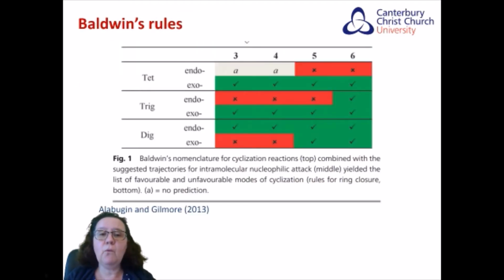So putting all these things together, Baldwin came up with suggested trajectories and what size of rings are more likely to form, and whether the ring will be an endo or an exo ring. And that is basically the red crosses mean those are not favorable modes of cyclization. The green means those are more favored cycles, and then there are the ones that have no prediction using Baldwin's rules.